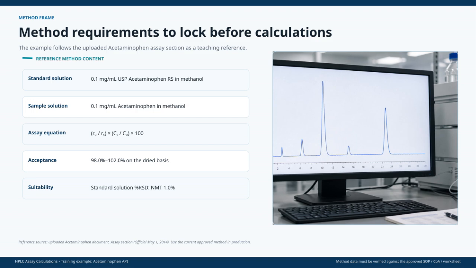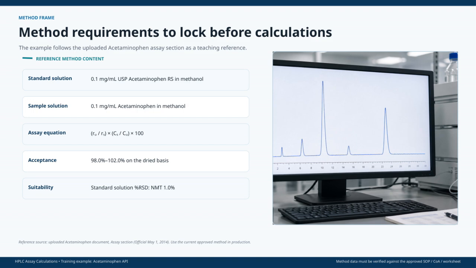Our reference method includes a standard solution of 0.1 milligrams per milliliter of USP acetaminophen reference standard in methanol, and a sample solution prepared at the same concentration in methanol. The assay calculation uses the ratio of the response of the sample to the standard, multiplied by the ratio of the concentrations, then multiplied by 100 to get the percentage.